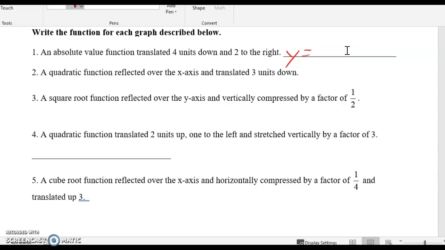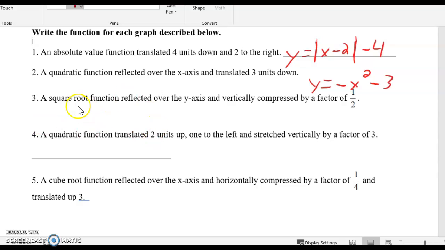So let me erase that. How do you move something 4 units down and 2 to the right? Well, down 4 is -4 on the outside. To the right, you go opposite on the inside, so that's -2. That's not a 21, that's an absolute value bar. A quadratic function reflected over the x-axis and translated 3 units down. So how do you reflect over the x-axis? It's -x², -3 on the outside.